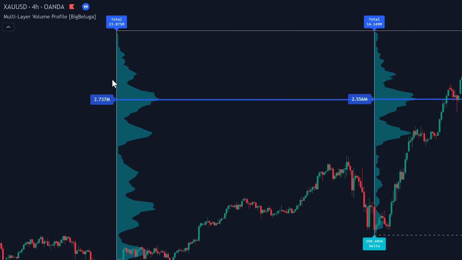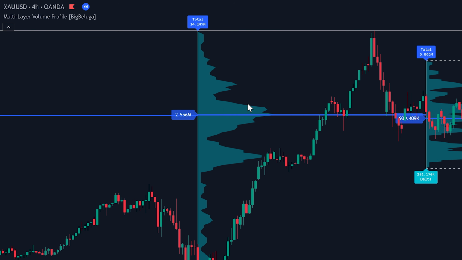This big faded blue shape you see hugging the candles is called the volume profile. It stacks all the trades for a set period and shows them sideways. Where the profile bulges outward, a lot of buying and selling took place, so those wide ledges become heavy support or resistance. If price returns there, it often slows, balances, or reverses.